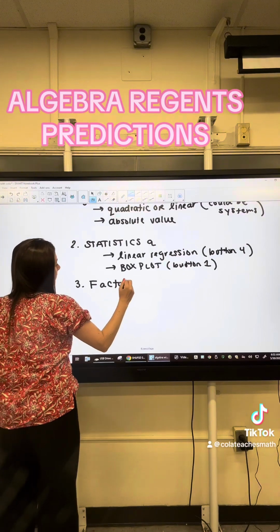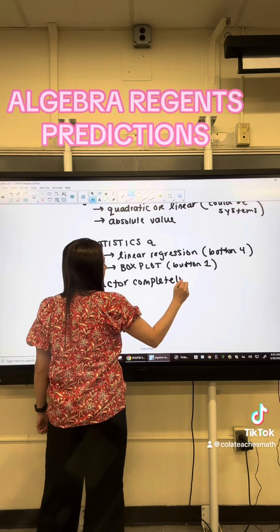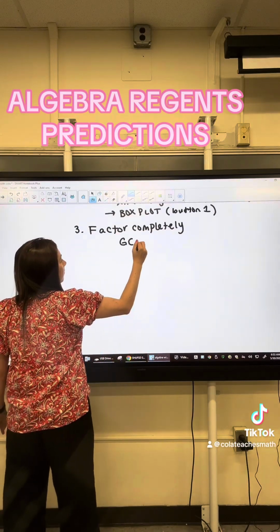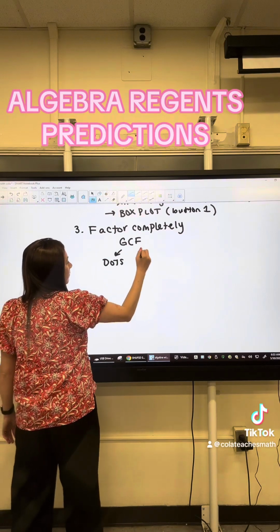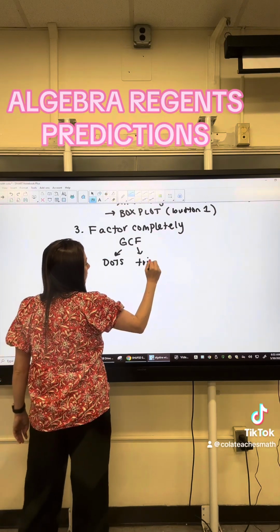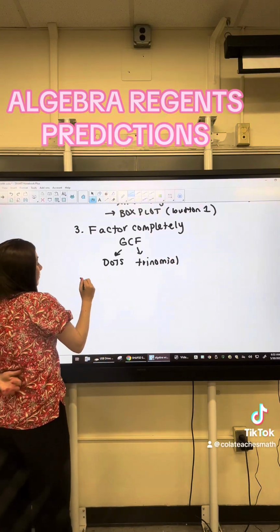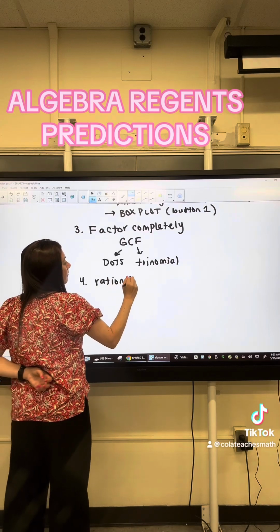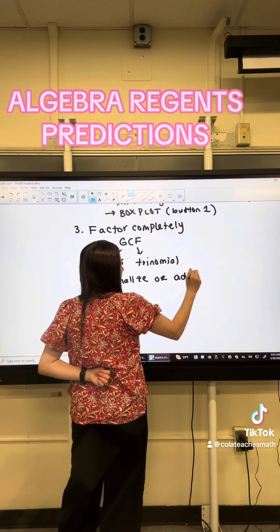Next thing, you have to be able to factor, specifically factoring completely, which is a 2-step process. So you're going to need to be able to find the GCF first, okay? And then after you find the GCF, you have to factor what is remaining, either using dots or trinomial method. So beware, you're going to have to factor completely. That's my guess.